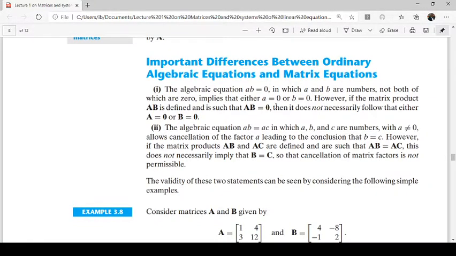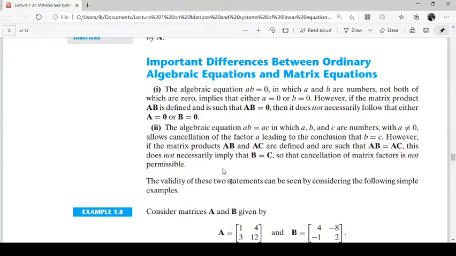That does not follow when we look at matrices. When matrices A and B are defined such that the matrix AB is equal to 0, it does not necessarily follow that either A is 0 or B is 0. You will see that before we round up this course.